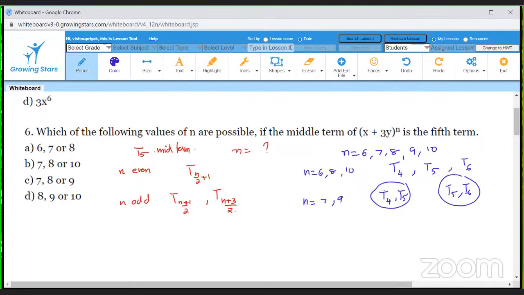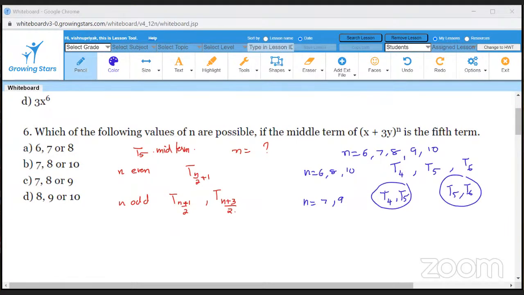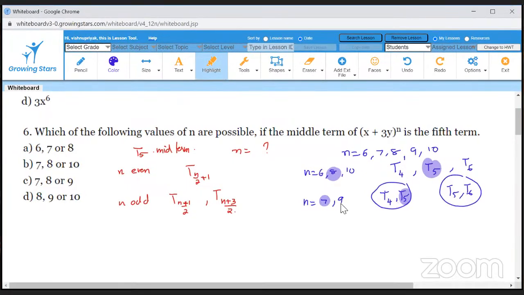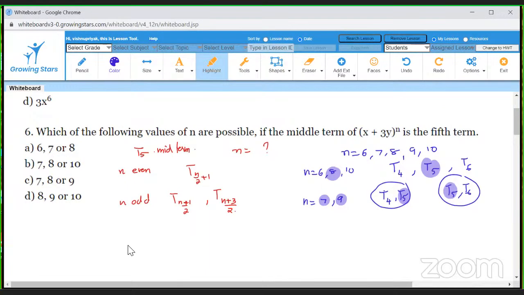But they are saying fifth term is the middle term. They gave you one clarification. Fifth term is the middle term. So which one should it be? With 8, we got fifth term. With 7, we got fifth term. With 9, we got fifth term as the middle term. So it can be 7, 8, or 9. That is option C. All these are shortcut methods once you are good with the topic.